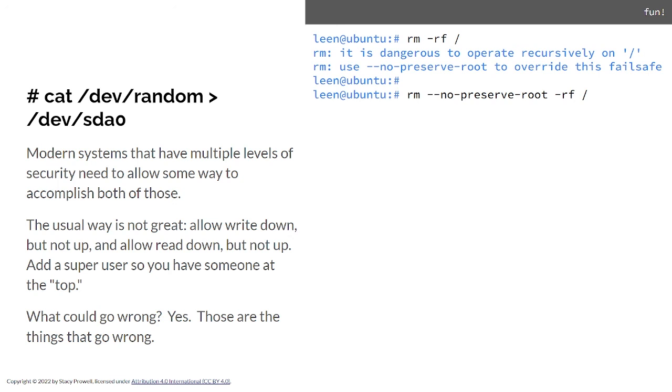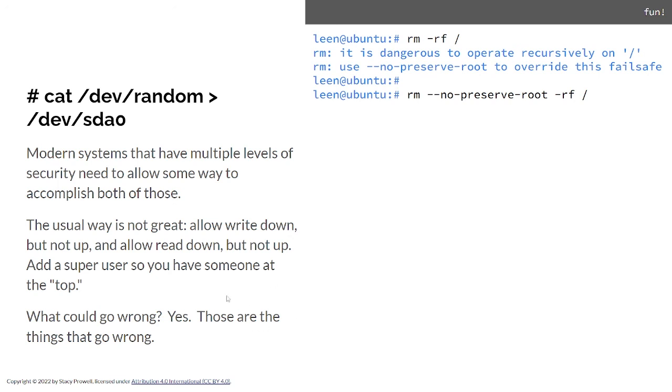We allow write down, but not up. We allow read down, but not up. And we add a super user so someone's at the top. Sometimes we break both models. Allowing write down, that's the Biba way, and read down, which is the Bell-LaPadula way, and then we explicitly break the Bell-LaPadula and the Biba models. Okay, so everything goes in one direction.